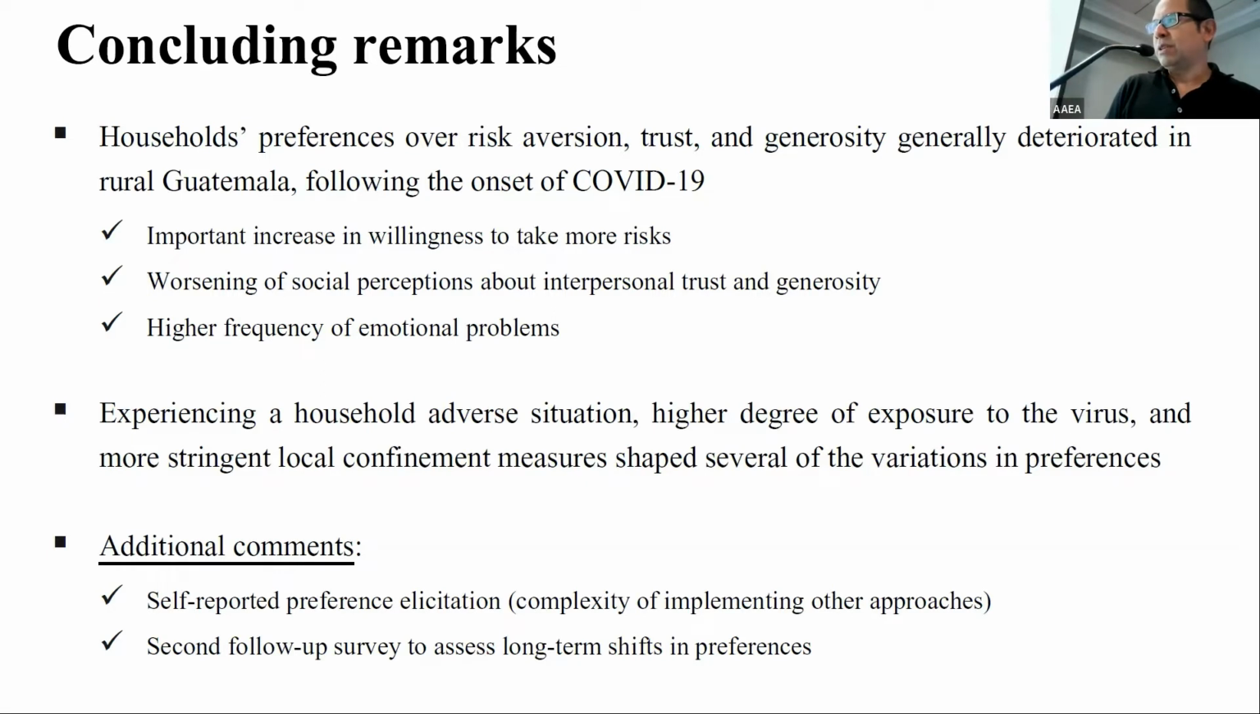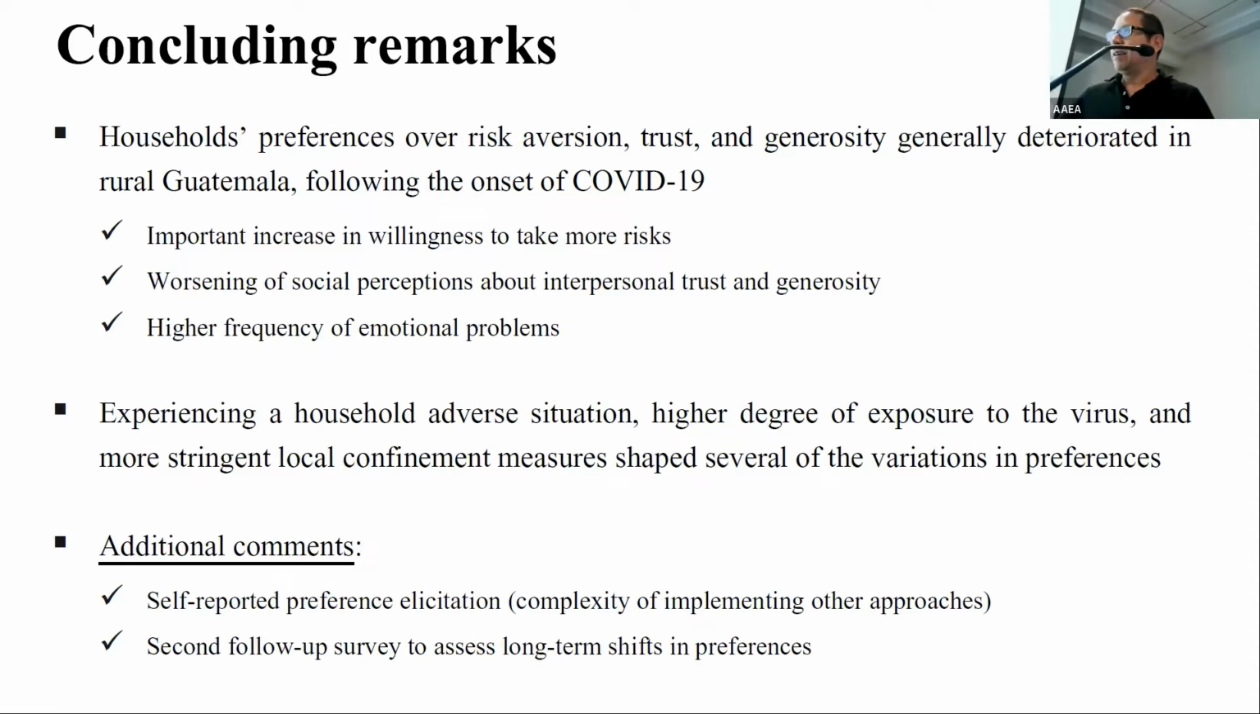Two important comments to conclude. The first one is that we are relying here on self-reported preference indicators. Ideally, we would like to have used monetary incentive mechanisms, but of course, due to the pandemic, we couldn't rely on that kind of experiments or instruments. Remember that these are poor rural areas located in isolated communities, so the surveys were done over the phone.